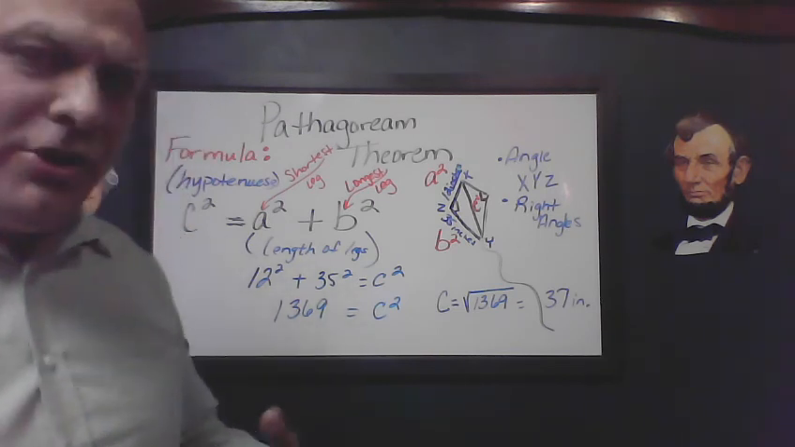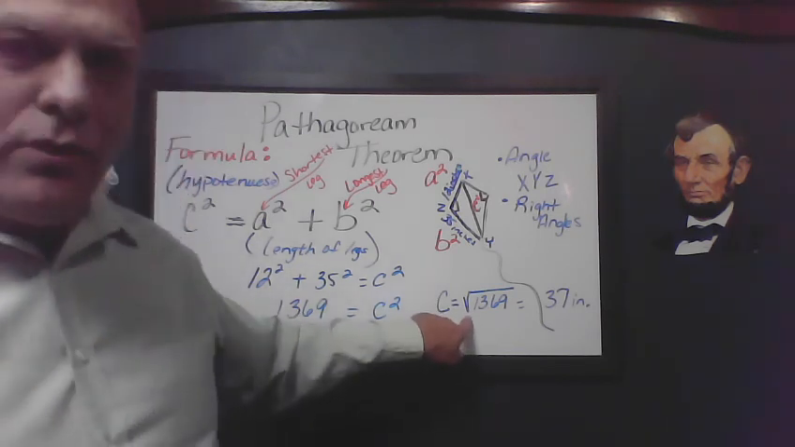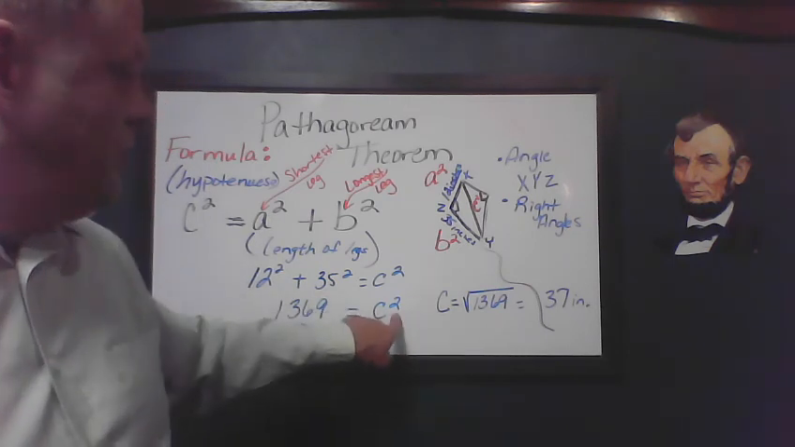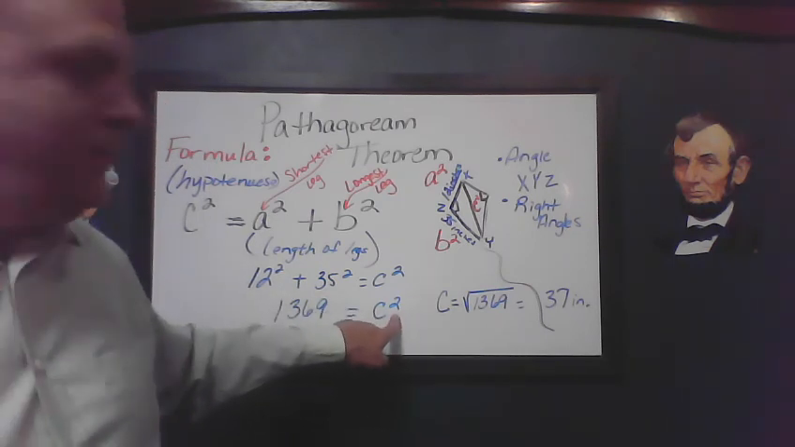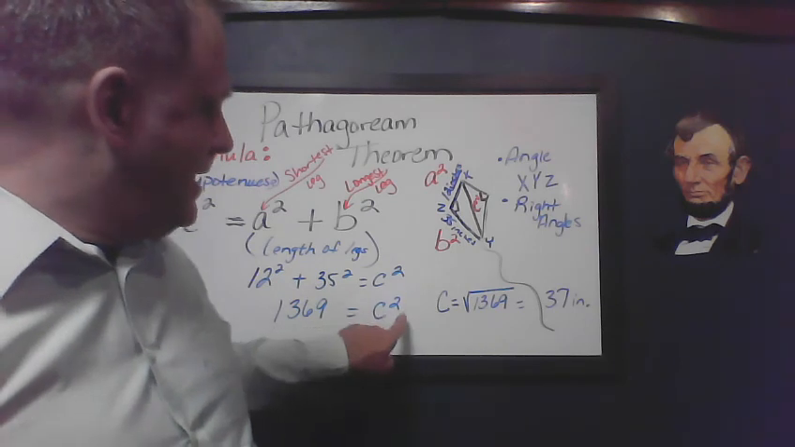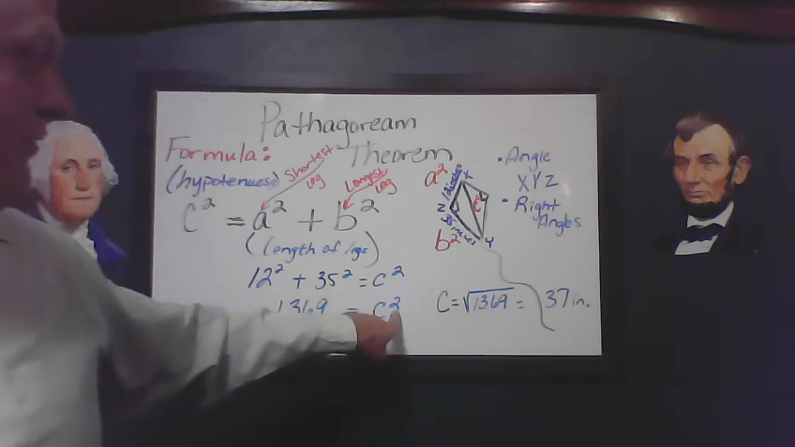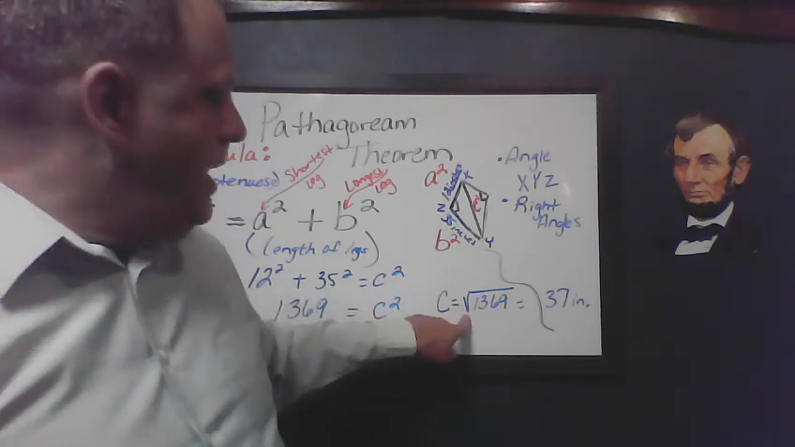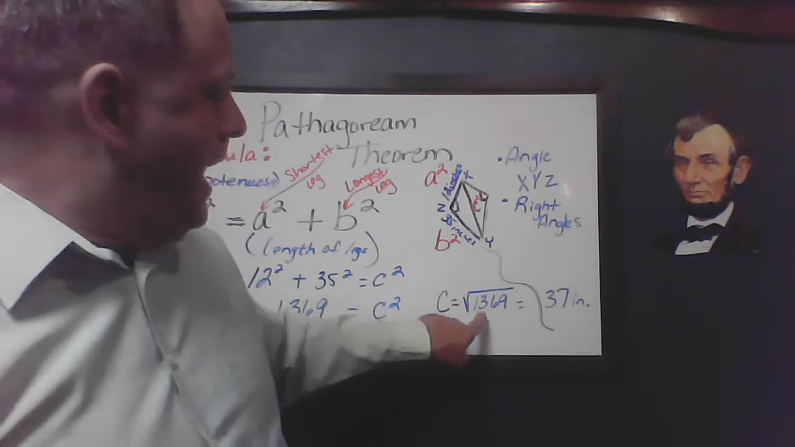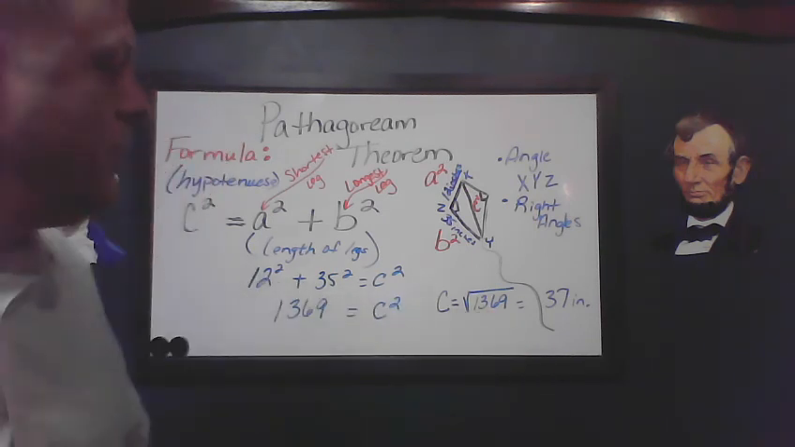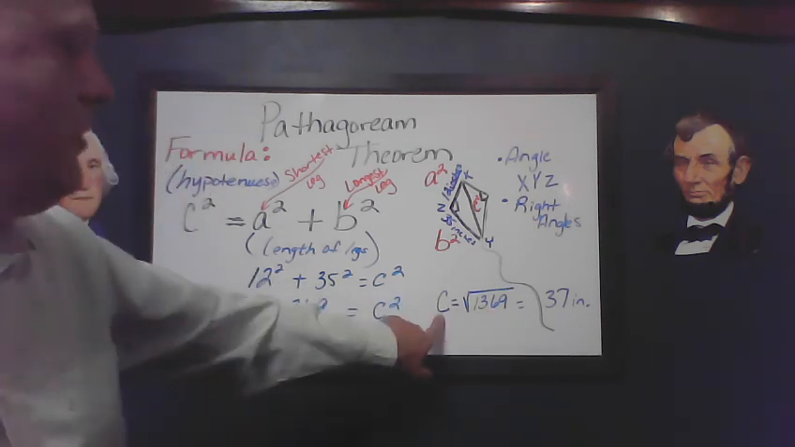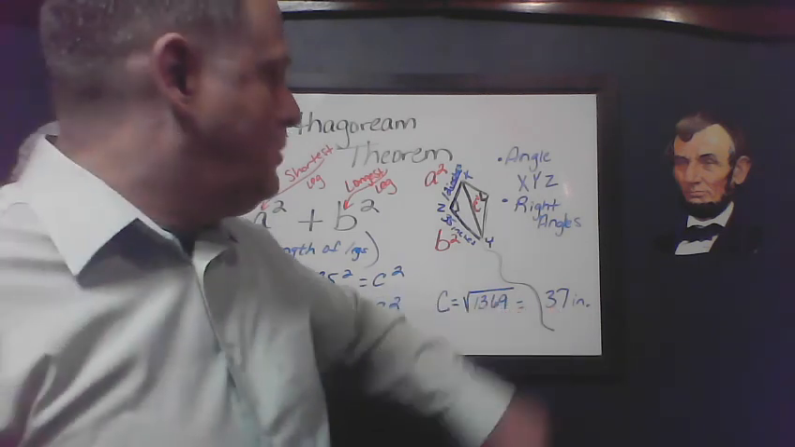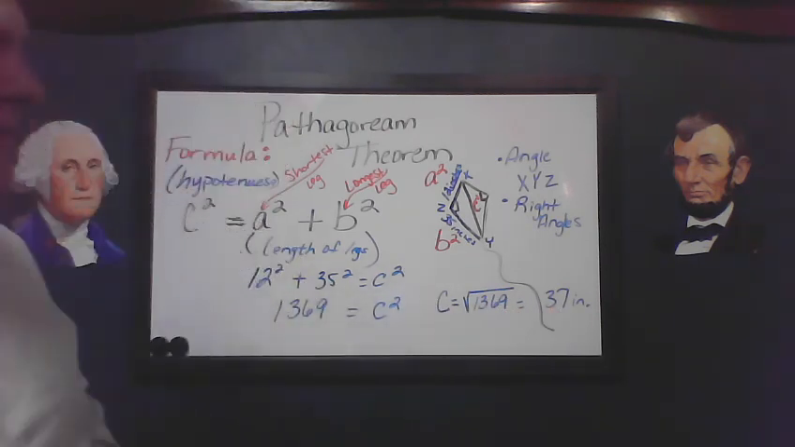And then you're going to take your c, because once you get the square root sign, you no longer have the squared here. So you're going to take it out of square form and put it into the square root form, and you're going to take the square root of 1369. So therefore, c equals 37 inches.